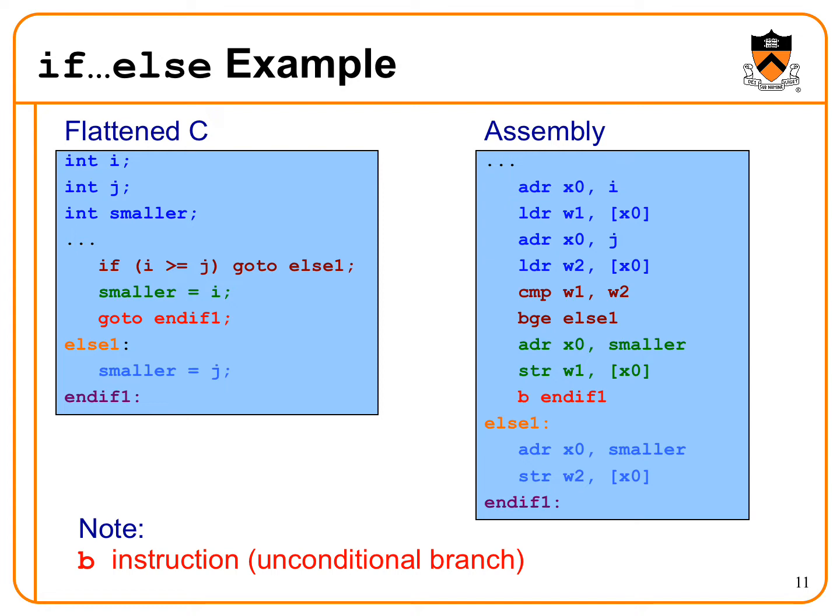Seeing that we did the ADR X0 smaller in both the consequent and the alternative, that's certainly one optimization we could make. We could do the ADR before the CMP. That saves us an instruction in our text section, but it's not actually any faster, or at least I wouldn't expect it to be, because the ADR actually only gets executed once in either path.